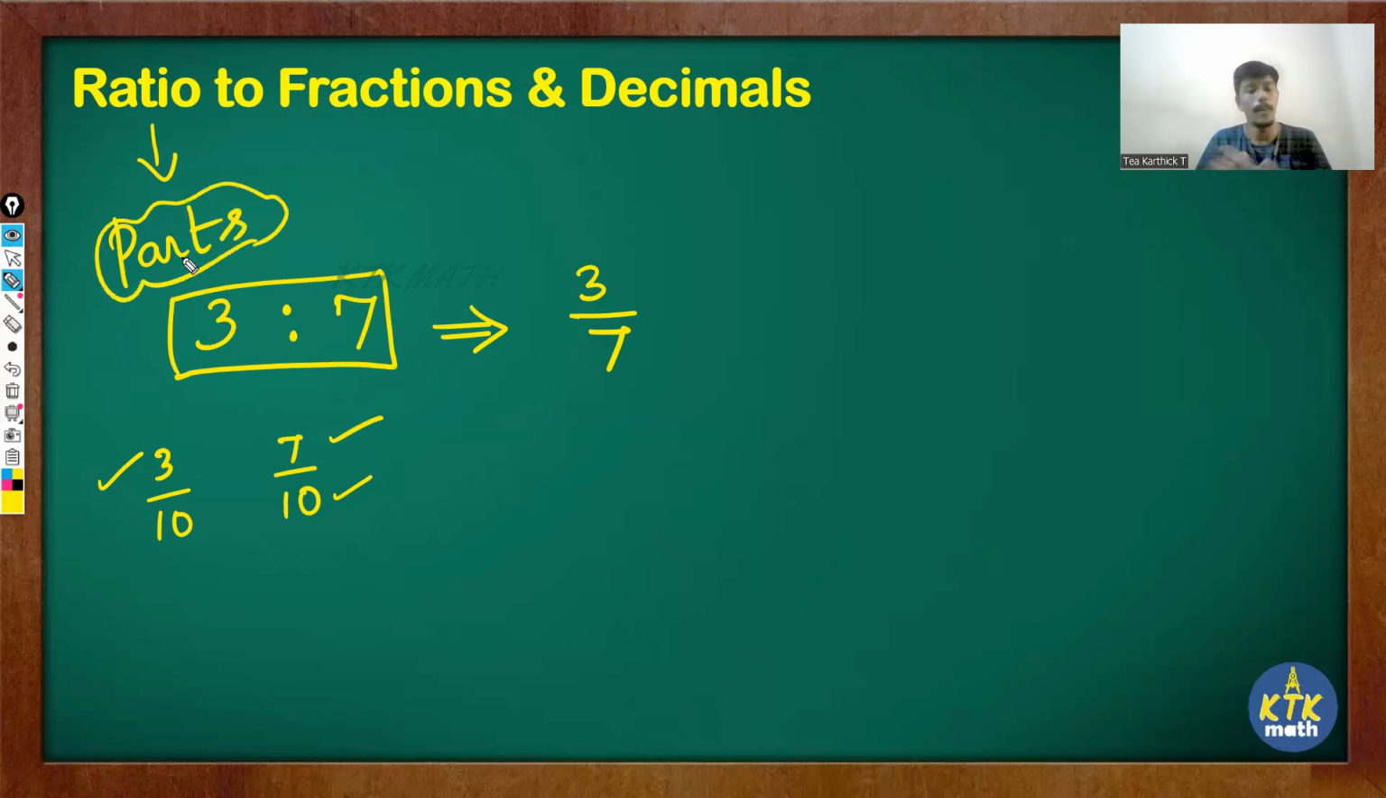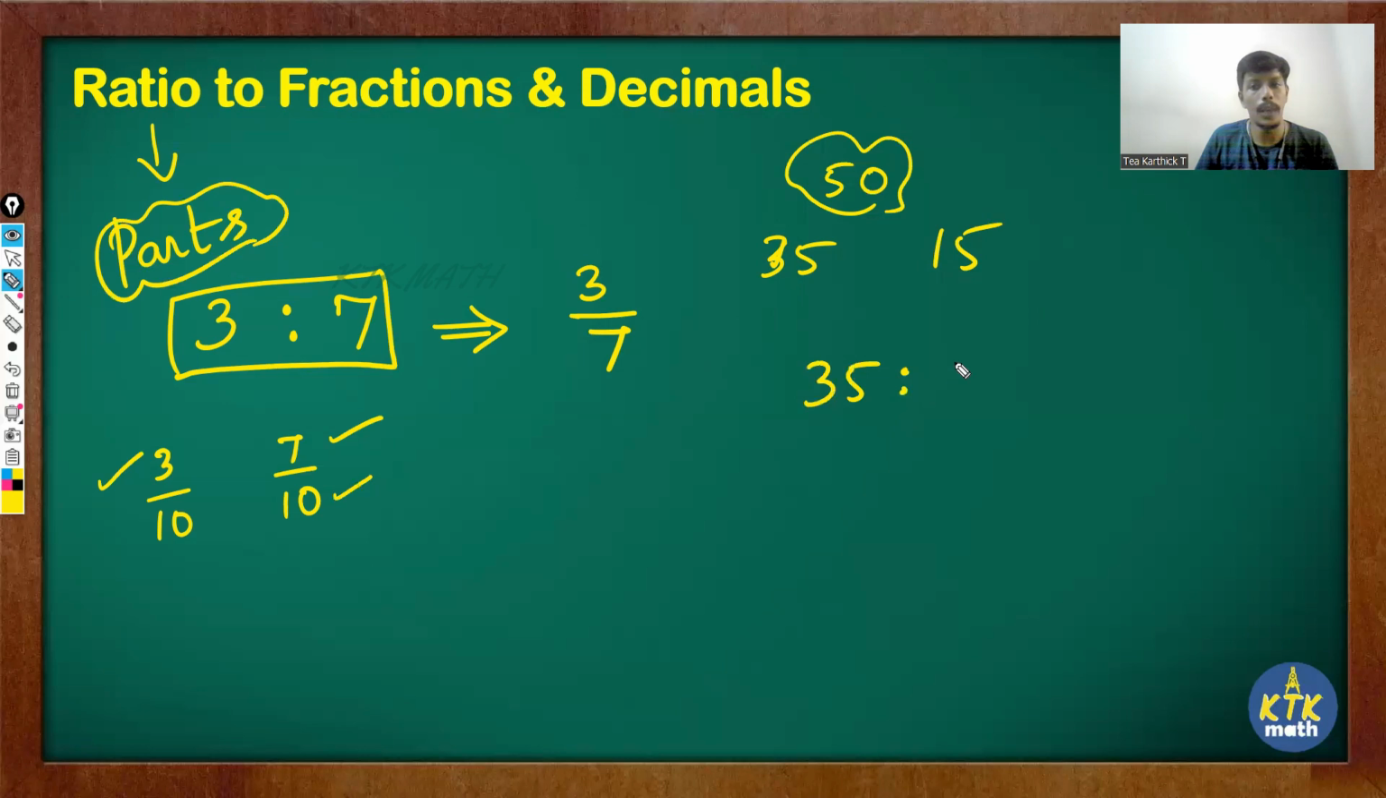For example, I'll give you one real life example. A teacher is distributing chocolates to her students. There are 50 students in total, and 35 are boys and 15 are girls. So the ratio of boys to girls, she is going to represent as 35:15. If she is distributing the chocolates, in what ratio is she going to give? She is going to take 50 chocolates and divide them into 35 to boys, 15 to girls. So 35:15.